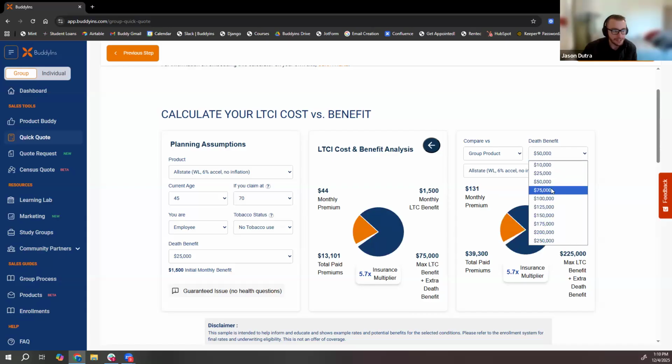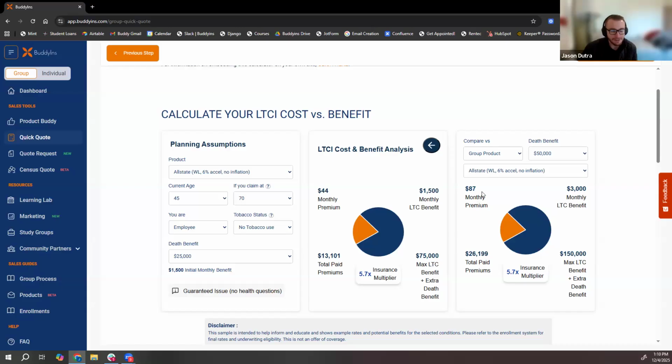If that seems too high, we can walk them back down incrementally. So if we wanted to look at 75,000, it'd be 131 minus that 44. If we wanted to look at 50,000, it'd be 87 minus that 44. Now you're seeing also that the pricing is quite linear. It's about double the premium to go from a $25,000 death benefit to a $50,000 death benefit.